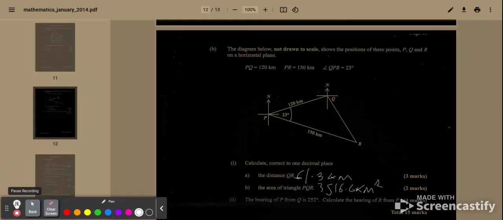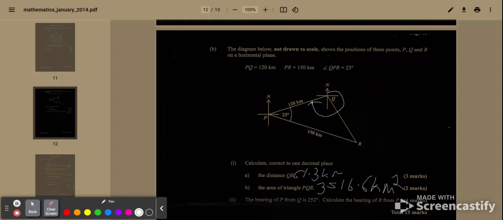And the final question states the bearing of P from Q is 252 degrees. Calculate the bearing of R from P. So let's put in the angle which we know. They say the bearing of P from Q, so the angle is coming from Q. So we know that the entire angle here is 252 degrees, and it's the bearing of P from Q.